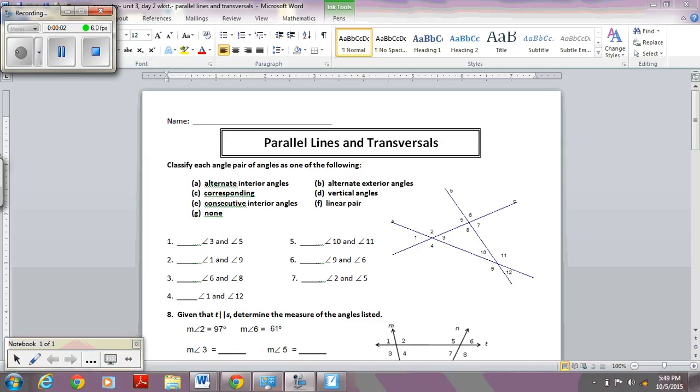Unit 3, Day 2 homework assignment tutorial. For the first few, they want you to classify the angle pairs.